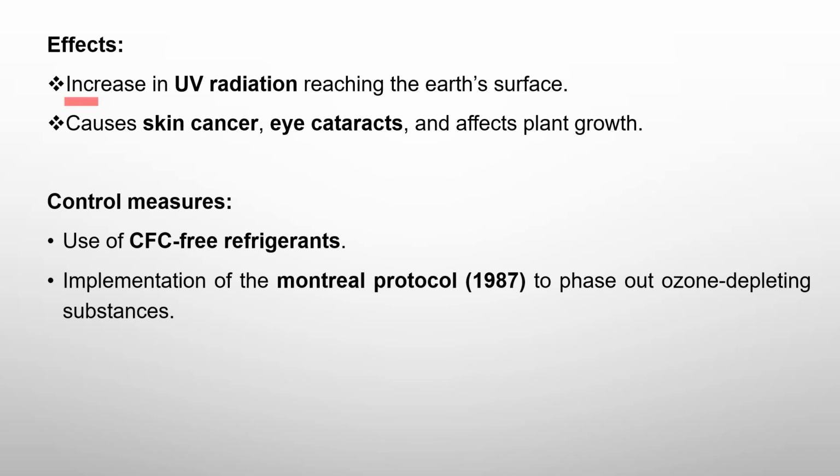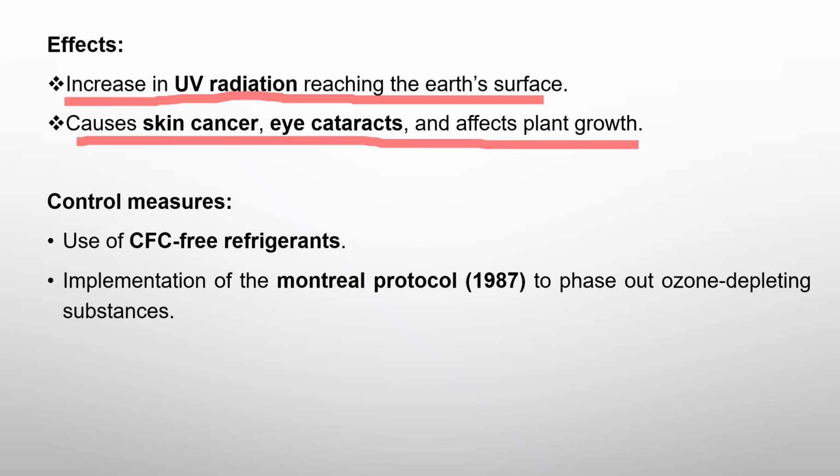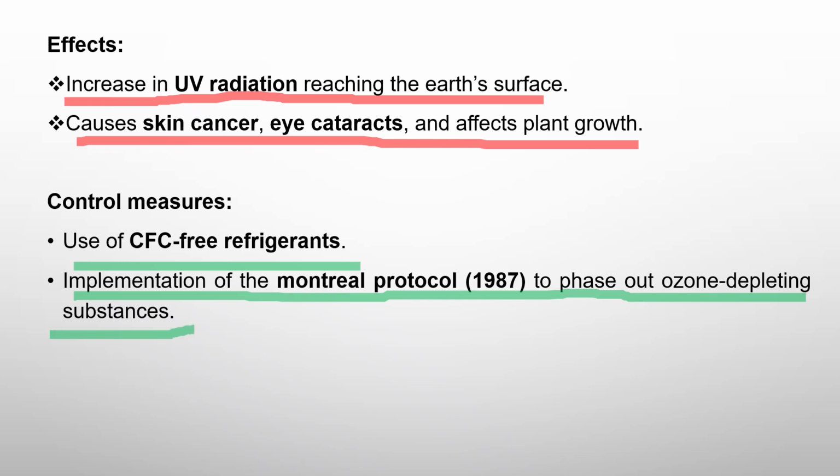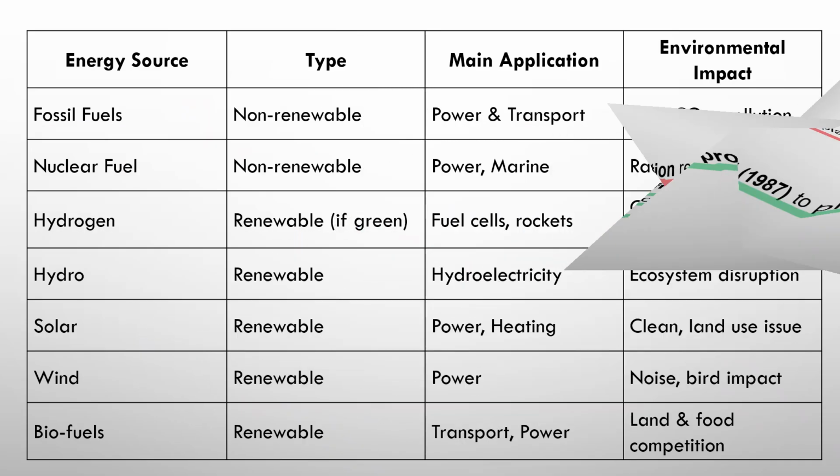So what is its effect? It increases the ultraviolet radiation reaching the earth and causes skin cancer, eye cataract, and it affects plant growth. So what can we do? We have to minimize the use of CFC or go for CFC-free refrigerants, that is, now we are using eco-friendly refrigerants. The Montreal Protocol was implemented in 1987 to phase out ozone depleting substances. So nowadays ozone layer depletion is minimal, and you can say we have got success in that part.